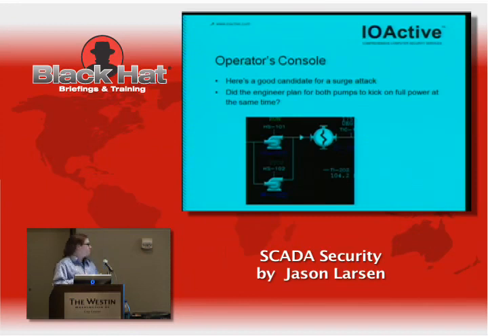So here's one for an operator's console that is a good candidate for a surge attack. In this one, we've got a couple of pumps leading into a reactor. Probably if you see a system like this, the first pump is normally in charge of filling the reactor. But the engineer probably later retrofitted it because the pump wasn't powerful enough and put another pump in parallel to fill the reactor.